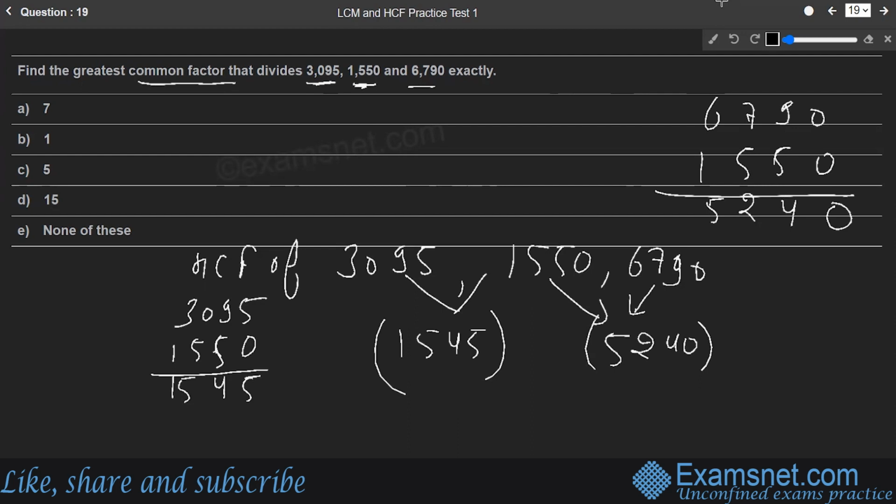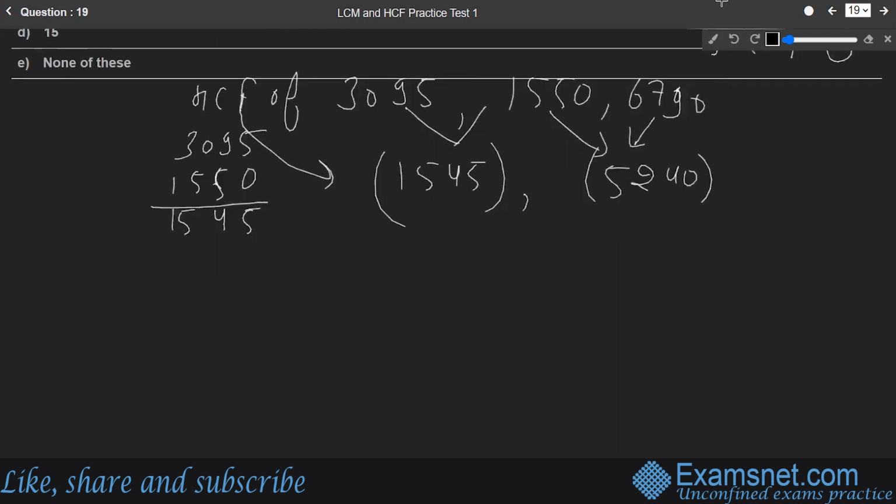We are just supposed to find the HCF of these two numbers only, and that will be the right answer. For finding the HCF, obviously we have to do the factorization. Let us do the factorization of 1545. We obviously cannot divide it by 2, so we can divide it by 3.